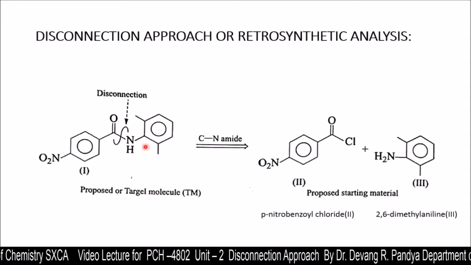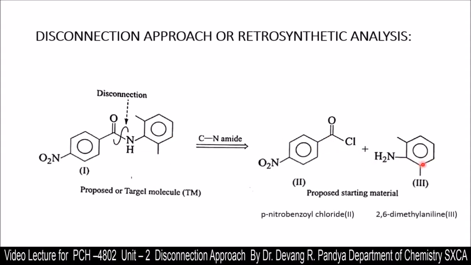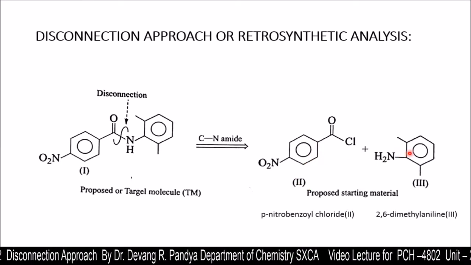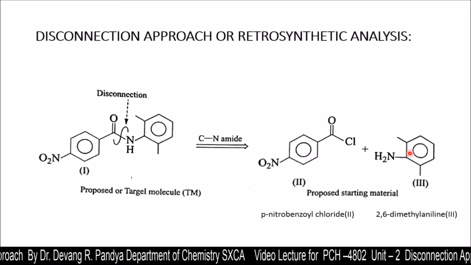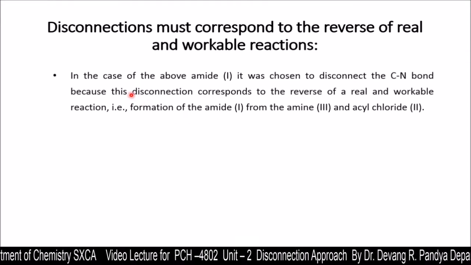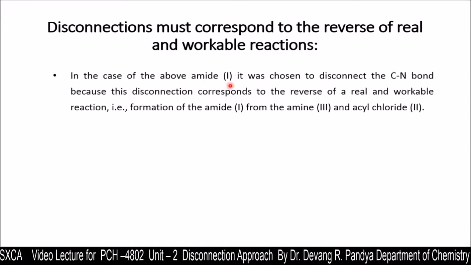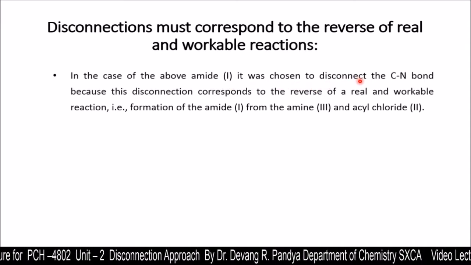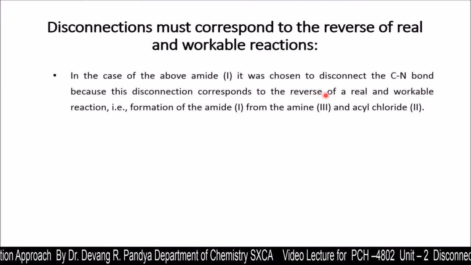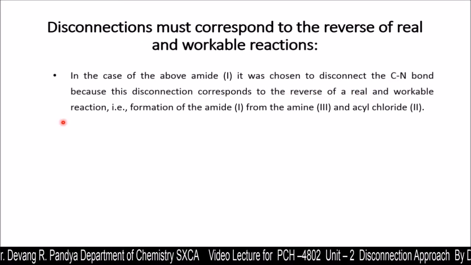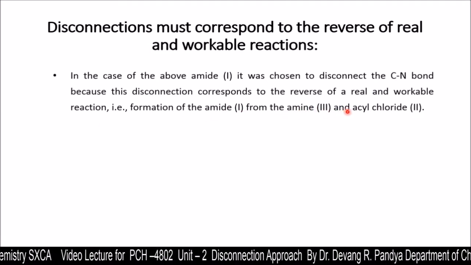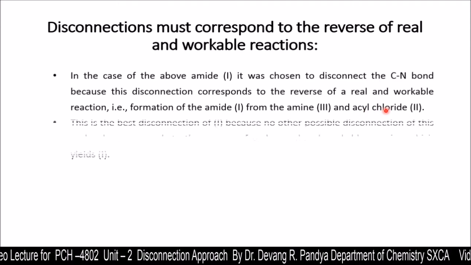This is the target molecule, and we are going to get a proposed starting material where this compound is para-nitrobenzyl chloride and this one is 2,6-dimethylaniline. Now in the case of the above amide, that is structure 1, it was chosen to disconnect the carbon-nitrogen bond because this disconnection corresponds to the reverse of a real and workable reaction, formation of amide 1 from amine, that is structure 3, and acyl chloride, that is structure 2.